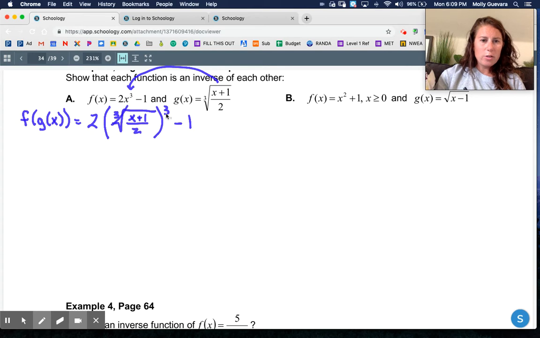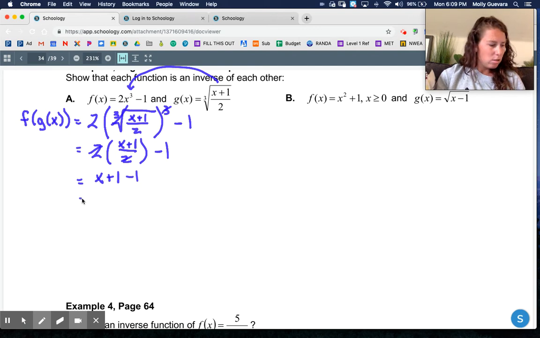Well, cube root and a cube cancel, so that's nice. So that gives me 2 times (x plus 1 over 2) minus 1. Well, the 2's can cancel, right? 2 divided by 2 is 1. So I get x plus 1 minus 1, which equals x. Woohoo! So it works one direction.